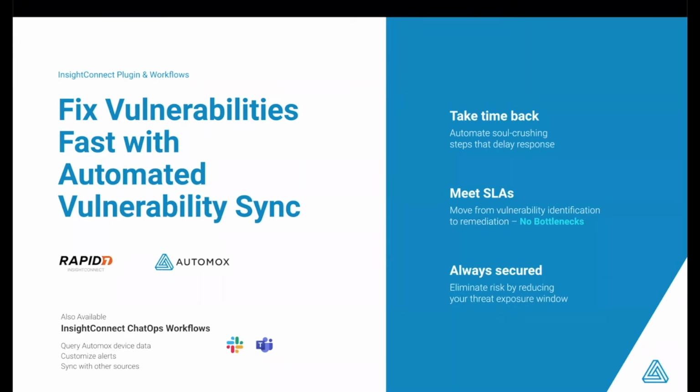Now, during the demo, we're going to highlight the vulnerability remediation process between Automox and Rapid7, but we also use InsightConnect to help automate other things like ChatOps workflows. With this, you can quickly query a device within Automox and get the results directly from your chat tools like Slack and Microsoft Teams. So imagine being able to take your device's data out of Automox and being able to use it for other automations like alerting. These are just some of the powerful workflows you can accomplish through Automox and InsightConnect.